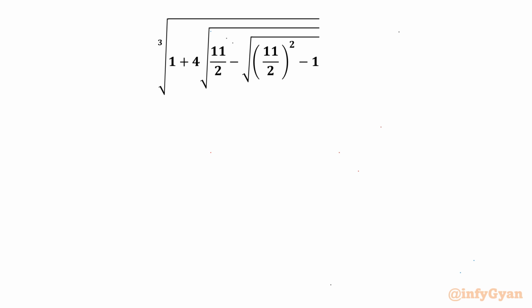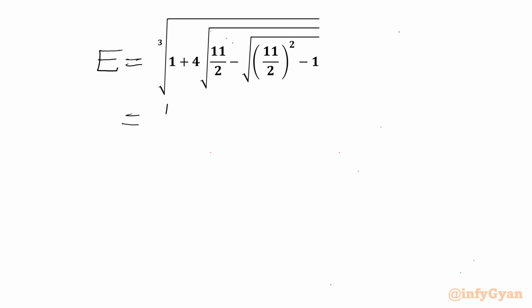In this video, we have another very interesting question from radical mathematics. Here we have to simplify the cube root of 1 plus 4 times square root of 11 over 2 minus square root of 11 over 2, whole squared, minus 1. So let's get started by considering this expression equal to E.